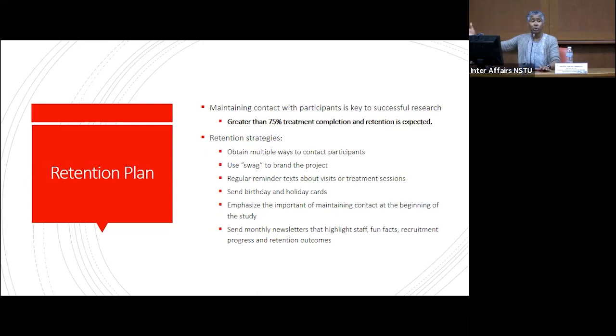Give us a 12-month follow-up period, like many health promotion interventions. The gold standard is 12-month follow-up. You have to work very, very hard to do retention. And then we send birthday cards, holiday cards. We send them little things in the mail quite often.